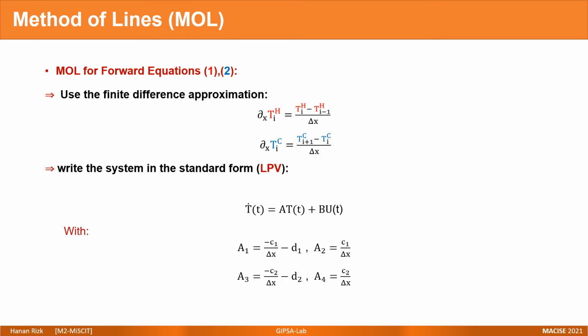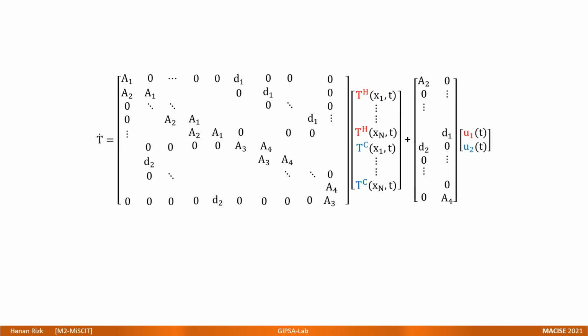It's more convenient to write the system in the standard form, the so-called linear parameter varying system, like the state space model of the system. Next, we define the matrices A and B, and to improve the clarity of the exposition, we will represent the large messy terms with simpler terms, as we see from A1 to A4. At the end of this section, we get the system states T hot and T cold.